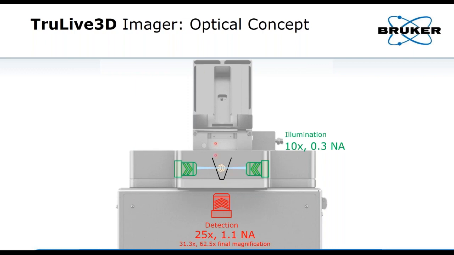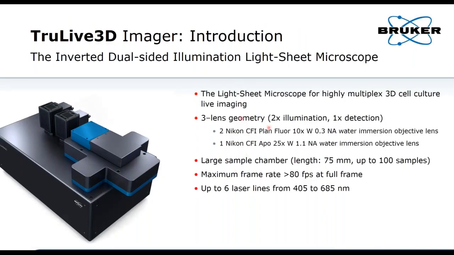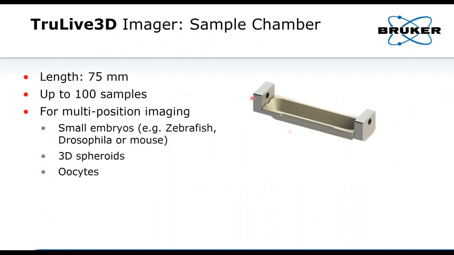The whole sample is again put into this incubator-like approach. You have this lid again that forms an incubator, and conceptually it's very similar to the InVi SPIM, except that it's a 3-lens geometry with dual-sided illumination. Also, what we changed is that we increased the length of the sample chamber to 75 millimeters, so we can image far more samples. This is optimal for multi-position imaging of embryos, but also 3D spheroids, as already described in the example.